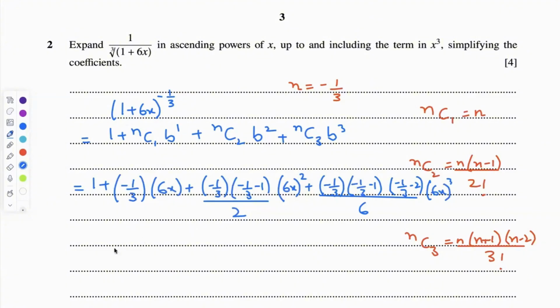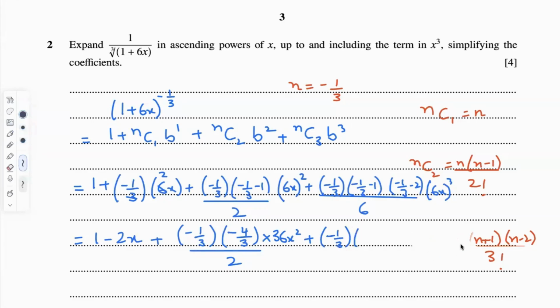Now, simplifying the expressions, this 3 and 6 will cancel out, so we'll get 1 - 2x. Now, first simplifying the bracket, again, we should obviously use a calculator over here to avoid any mistakes. This will become -4 upon 3 divided by 2, and this will become 36x squared plus, so this will become -1 upon 3 into -4 upon 3.